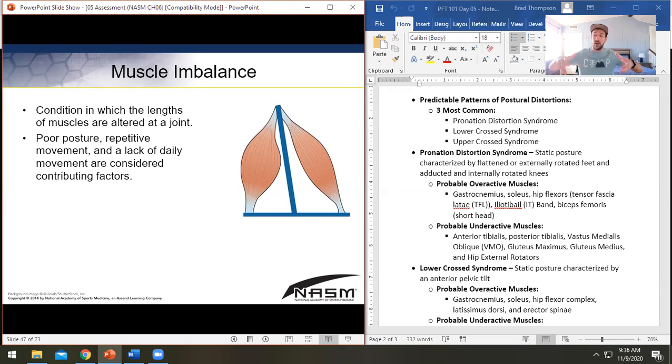The anterior pelvic tilt. You've got to remember what's happening there. I'm going to use my bed here. If I'm sitting down, my hips are in a flexed position. My hips are coming this way, and my glutes are in a lengthened position. So I'm stretching this out and I'm shortening this down.